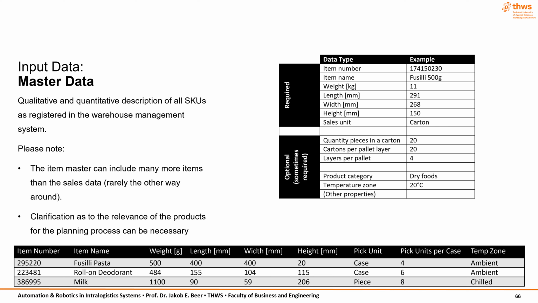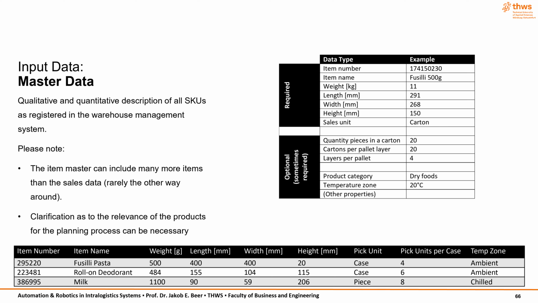Equally important is the sales or handling unit. This defines whether a product is typically stored or picked as a single piece, a full carton, or a larger case. All of this information is considered required and should be present for every item listed.